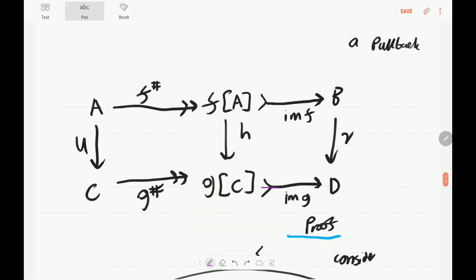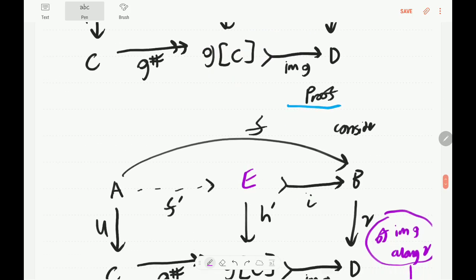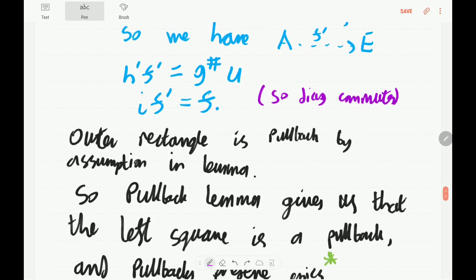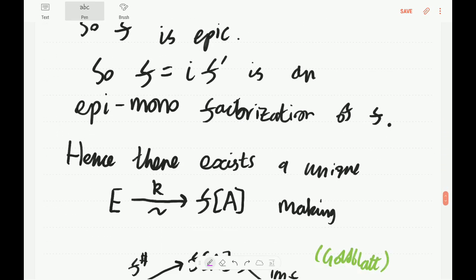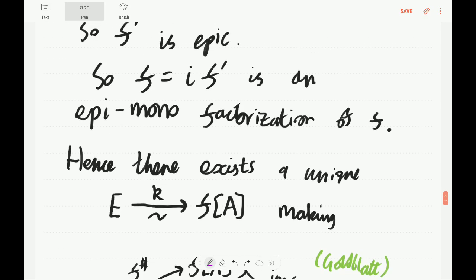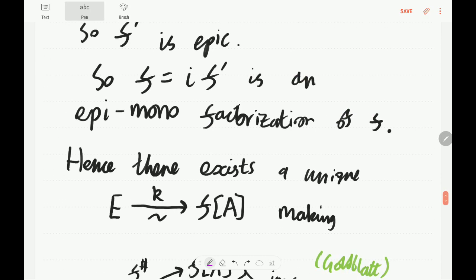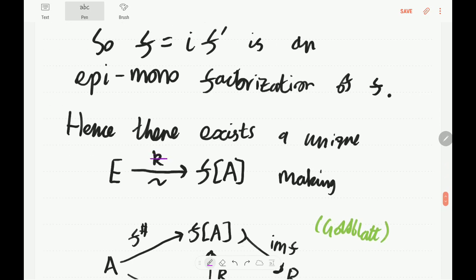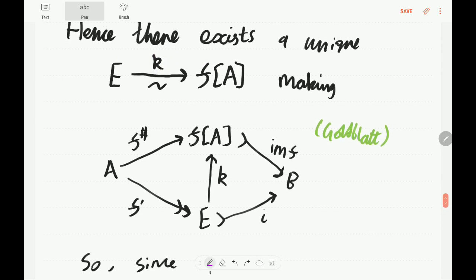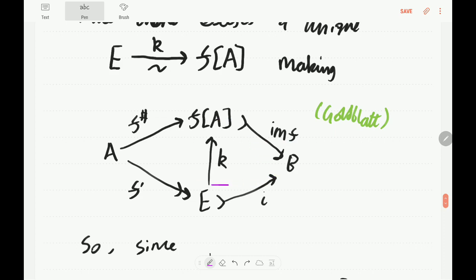is basically to show that this right square is a pullback here. But it's not quite that simple. It's nearly that simple. So what we can really say, this is from Goldblatt really, is that we have an epi-mono factorization of F. So we have this unique K, which is an isomorphism from E to f of a, such that this triangle commutes.